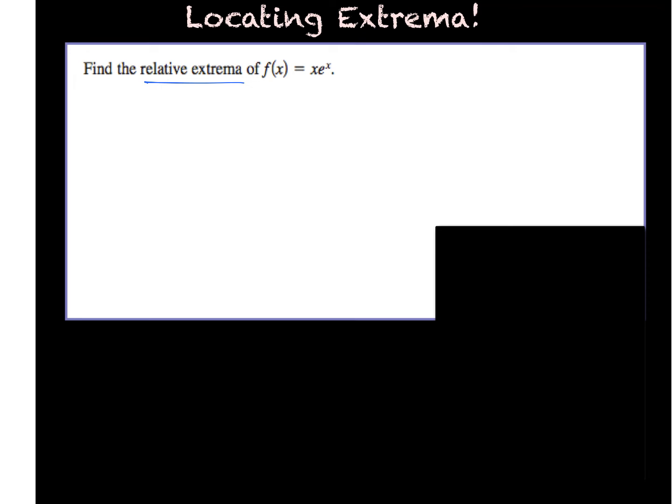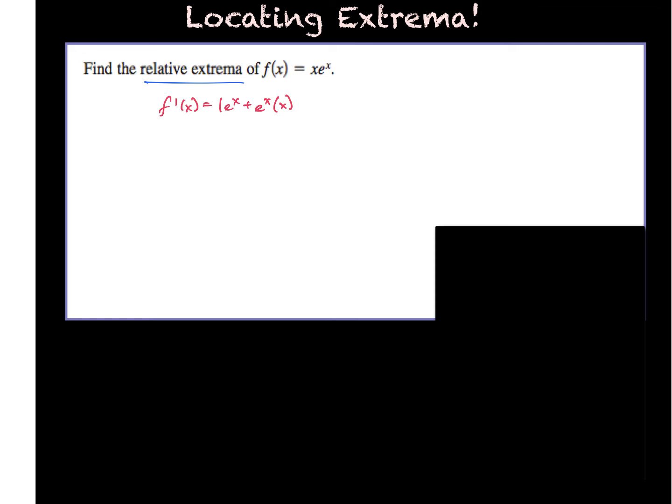So let's take a derivative. What rule are we going to need to use here? x and e to the x are being what? They're being multiplied. So what rule do we need? The product rule. So what's the derivative of my first? 1. And then times e to the x. Plus the derivative of my second, which is e to the x, times my first of x. And eventually I'm going to set that thing equal to 0.